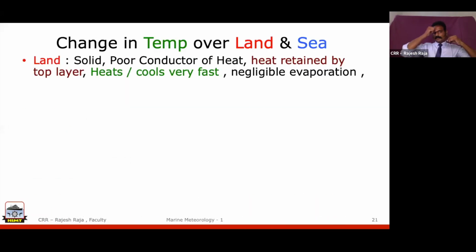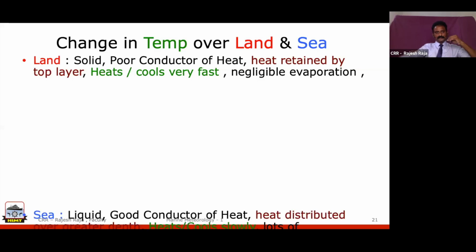Let us quickly look at the change in temperature over land and sea. Now, land is solid. It's a poor conductor of heat. Heat is retained only on the top layers. It heats and cools very fast. There is hardly any evaporation. So this is what you need to remember about land. All these points involve a lot of reasoning for later studies of MET. So right now I'm giving you what happens.